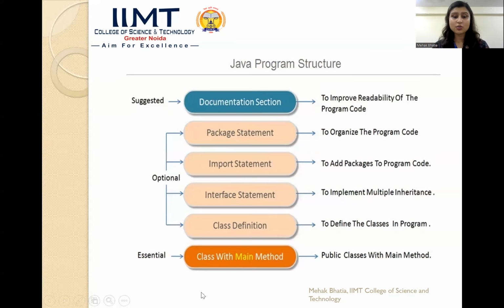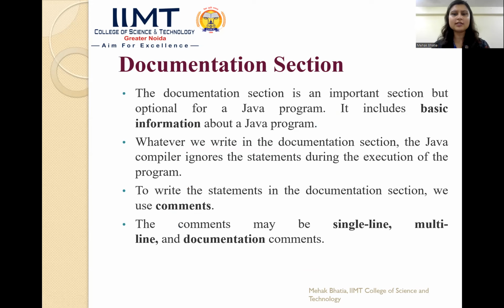And the last one is class with the main method. Now, this is an essential or mandatory part of the structure of a Java program. Without the main method class, you cannot run the Java program. Okay. Now, let's see what the documentation section is.